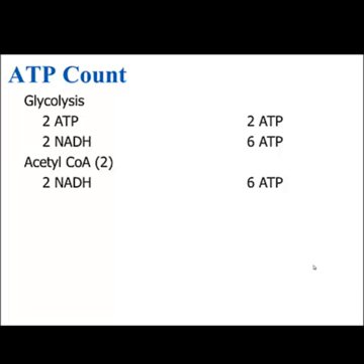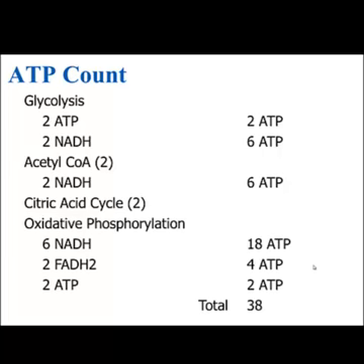Acetyl-CoA, when it is formed from pyruvate, 2 NADH are produced, and again we get 6 ATP formed at the electron transport chain. In the citric acid cycle, we get NADH and FADH2 produced. So that in oxidative phosphorylation, those 6 NADH that are produced lead to 18 ATP, the 2 FADH2 lead to 4 ATP, and then we get 2 ATP formed as a part of the citric acid cycle process.